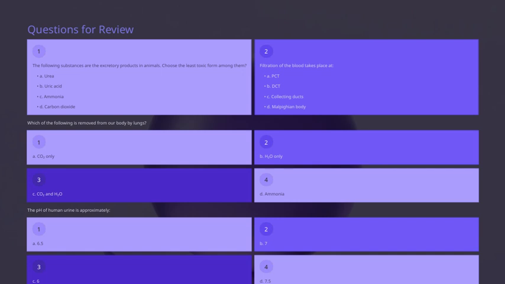Understanding the process of filtration, blood filtration occurs at the glomerulus in the nephron. The pH of human urine is typically around 6.5, making it slightly acidic. The primary waste gases excreted through the lungs include carbon dioxide, which is expelled during respiration. Finally, considering the excretory products in animals, ammonia is highly toxic, whereas substances like urea are less so. The body converts ammonia into urea to safely eliminate it through urine. That wraps up our review. Remember, understanding these key components helps us grasp how our body maintains internal balance and filters waste effectively.